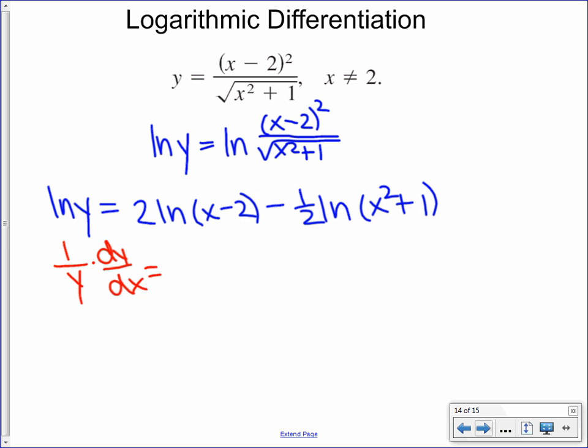Okay. Now we have 2 times the derivative of the natural log of x minus 2, which is 1 over x minus 2. I said the wrong number, I apologize. Times the derivative of the inside, which is 1, so we're not going to write it. Minus 1/2 times the derivative of natural log of x squared plus 1, times chain rule. Right?